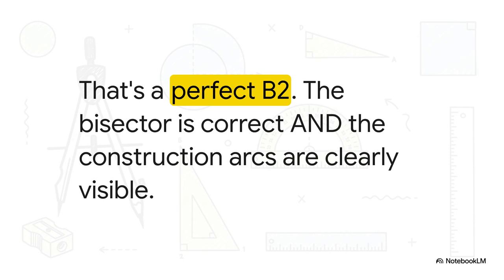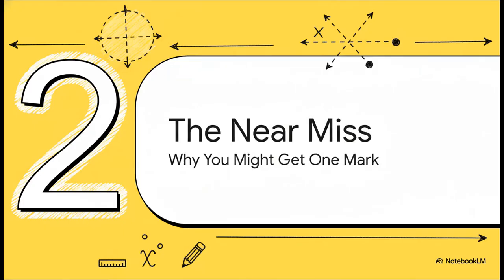You've got the correct line bisecting the original one, that's your first B mark, and you've left all your construction arcs clearly on the page for the examiner to see. That's your second B mark. Full credit. Job done. Okay, but what about the near miss?